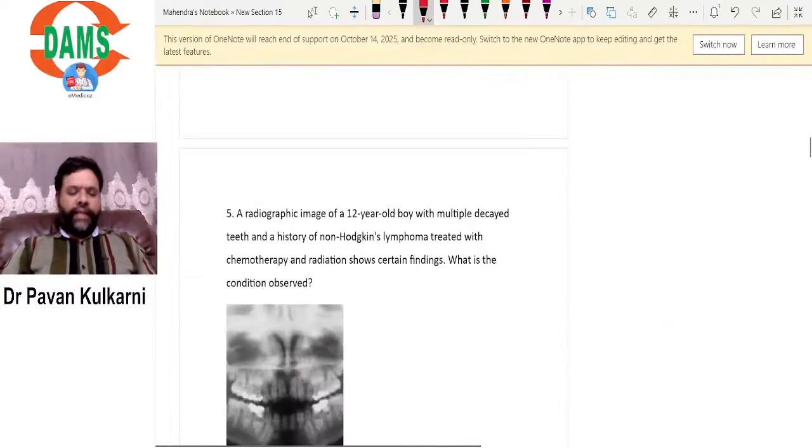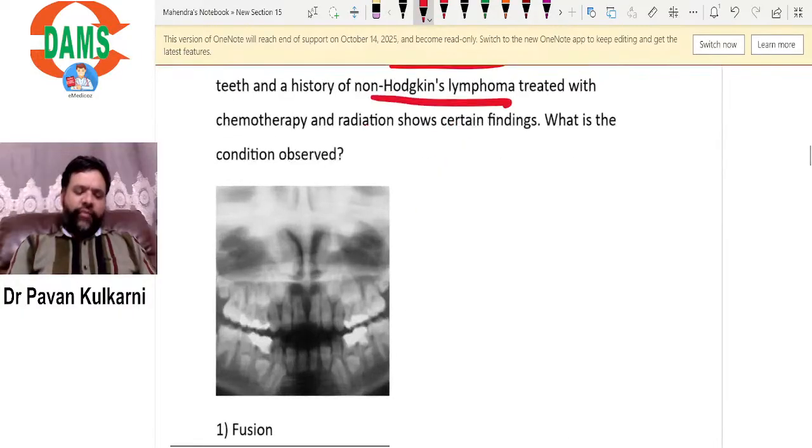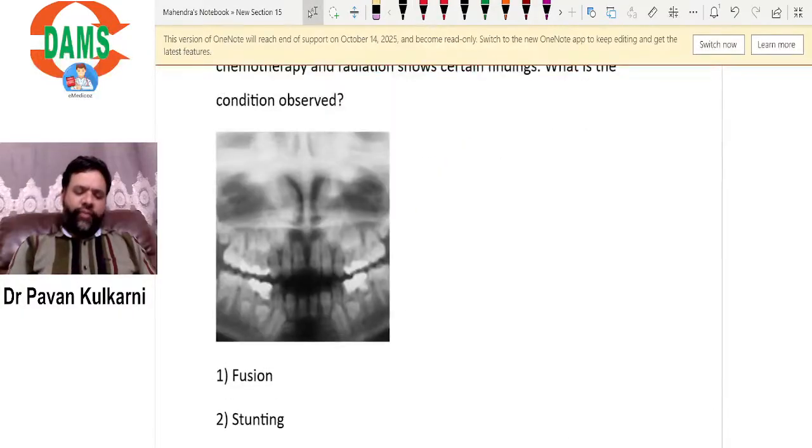Let us move on to the next question. A radiographic image of a 12-year-old boy with multiple decayed teeth and a history of non-Hodgkin's lymphoma treated with chemotherapy and radiation showed certain findings. The child had non-Hodgkin's lymphoma, which was treated, and after the treatment you can see this radiograph. Look carefully at this abnormality.